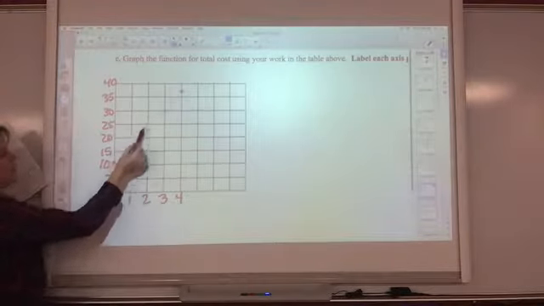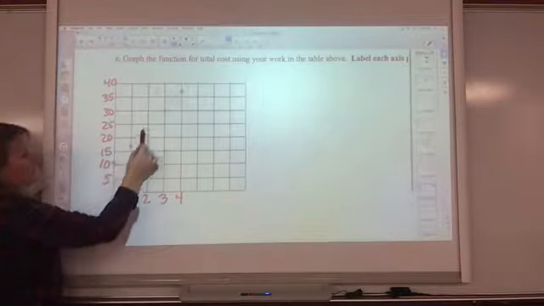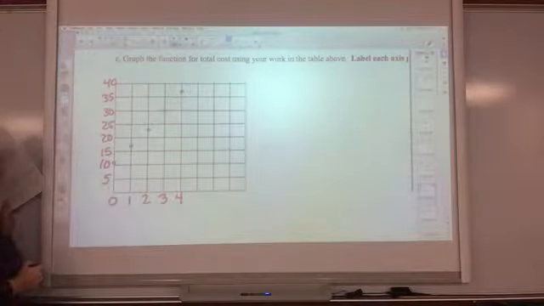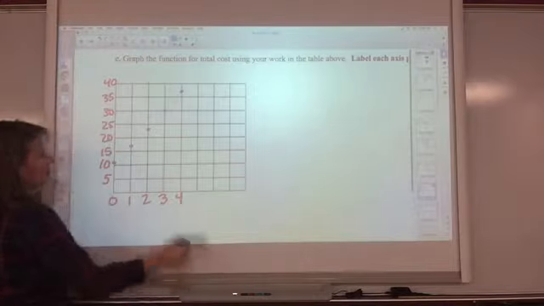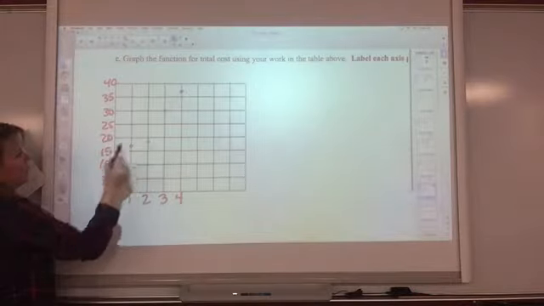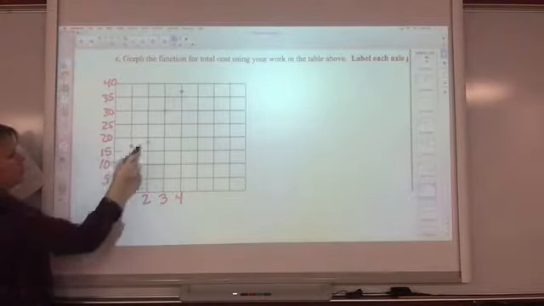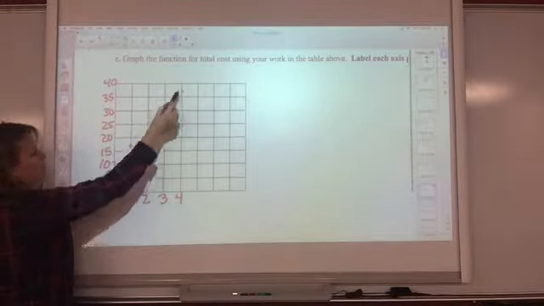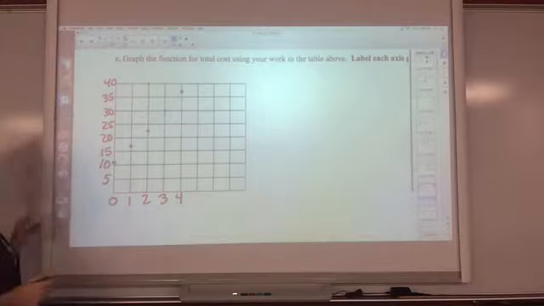Since each medium pizza costs the same amount, we have a perfect slope, rise over run, a linear graph. You would know if you made a mistake if one of your points was out of order. Each medium pizza costs the same, so the increase is the same.